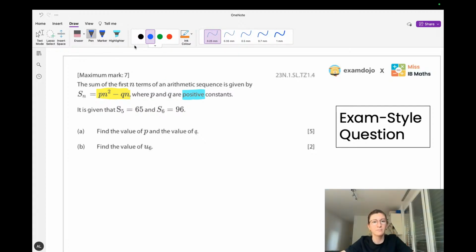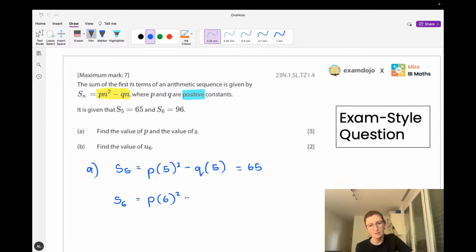It is given that the sum of 5 is equal to 65 and the sum of 6 is equal to 96. So again, we're going to get two equations. So I'm going to take the sum of 5 is 65. So I'm going to substitute for 5 in terms of n. So p times 5 squared minus q times 5, and that's equal to 65. They really love a system of equations in this. And S of 6 is p times 6 squared minus q times 6, and that's equal to 96.